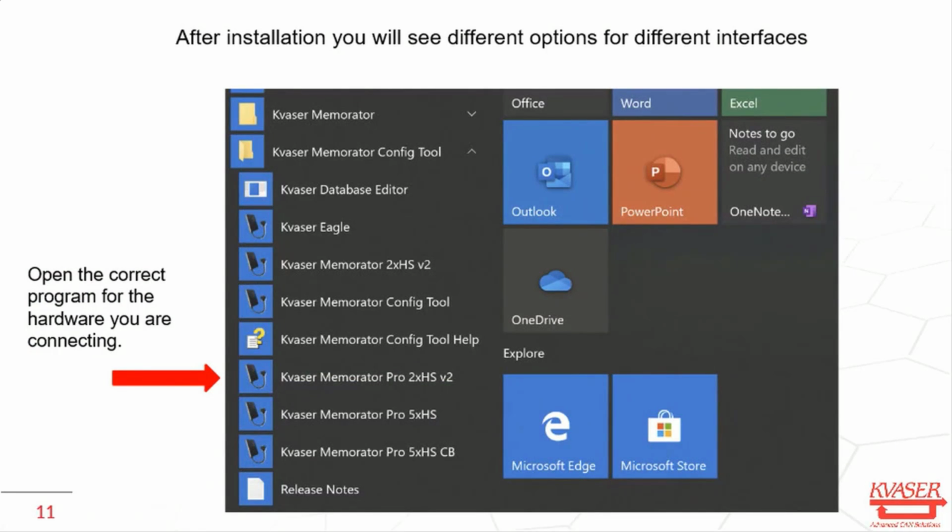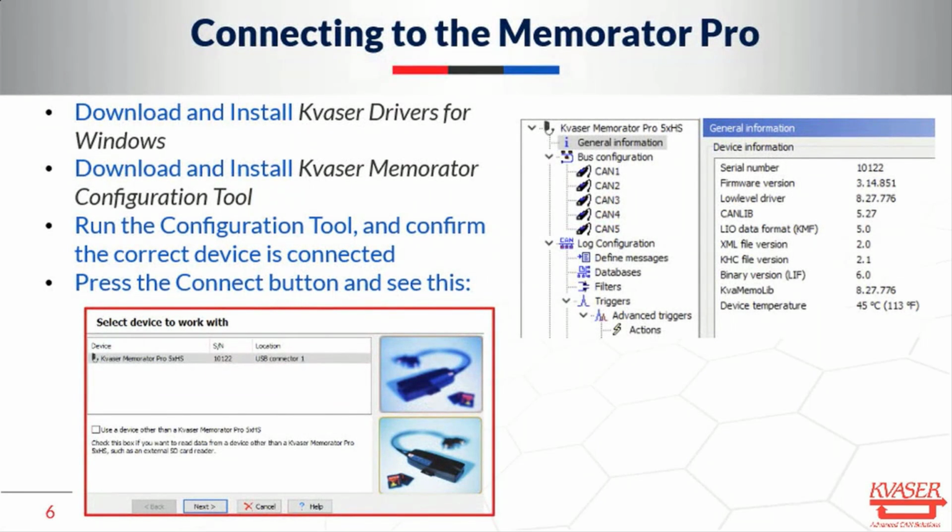One slightly important aspect is after installation, you will see in your Windows menu different versions of Memorator configuration tools. You obviously run the specific version for the hardware that you have. So in this case, I have a red arrow pointing to the Memorator Pro 2X HS, although a lot of my examples are showing Memorator 5X HS as the software I'm running in some of my screenshots and examples. And the obvious difference is when you see 5 channels, it's a 5X. When you see 2 channels, like in this screen, it's a 2X.